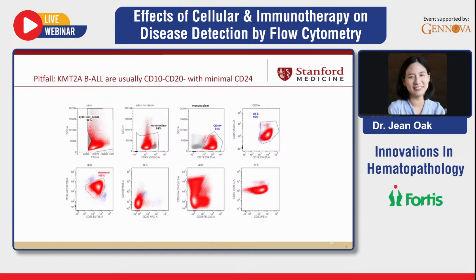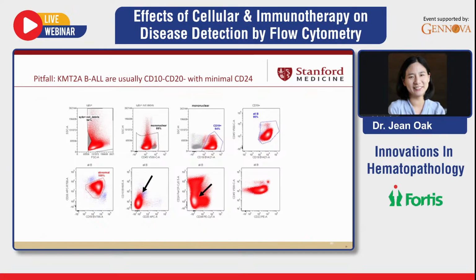And then another potential pitfall, one of the challenges of low-level MRD, is KMT2A. This is probably one of the banes of our existence for BALL MRD. There are also problems with using the 22-24 based gating for detecting this population, because as you can see here, this population is 19 positive, but it's 10 negative, 20 negative, and most of the blasts are actually 24 negative.